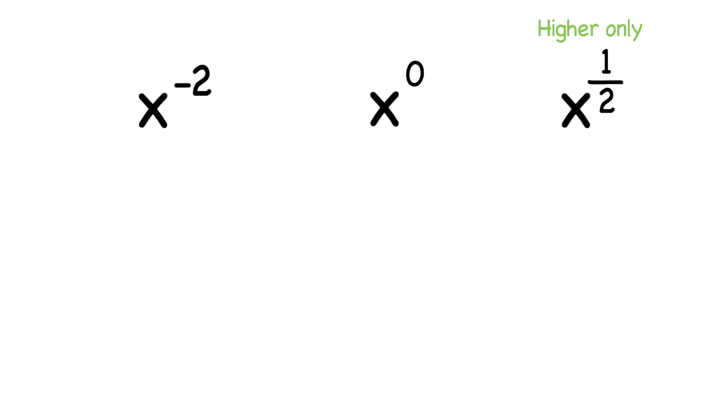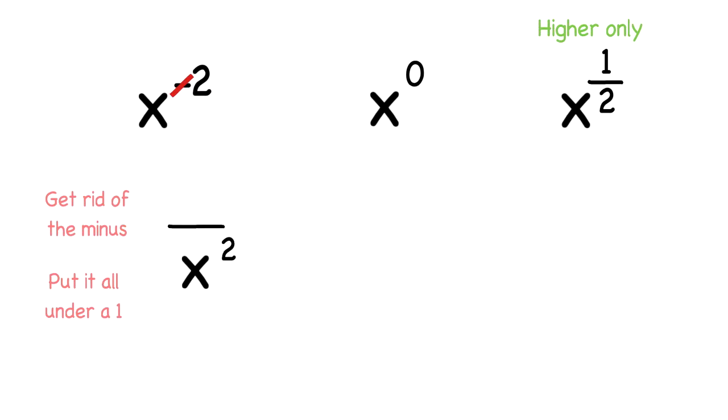With anything to the power of a negative number, our aim is to get rid of that negative. We can do that by putting everything there underneath a 1. So here I can get rid of that negative by writing an x to the power of 2 and all of that underneath a 1. It doesn't matter what the number is, we always put it underneath a 1 and we can always take away the minus by doing this.